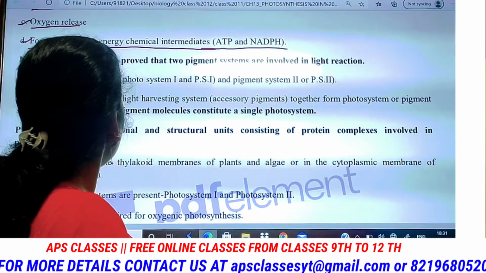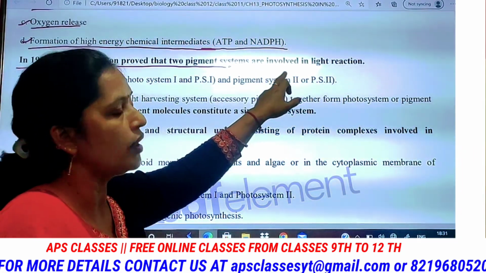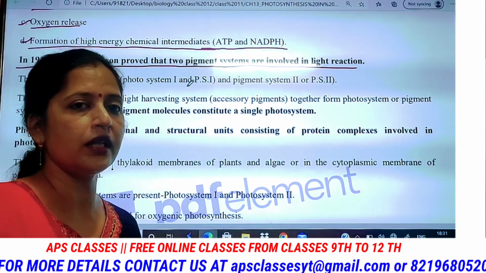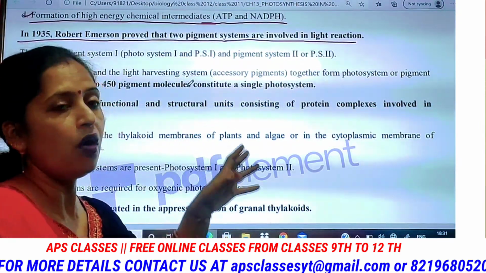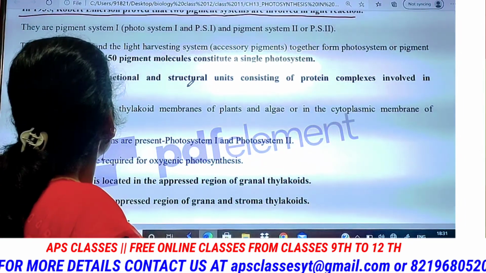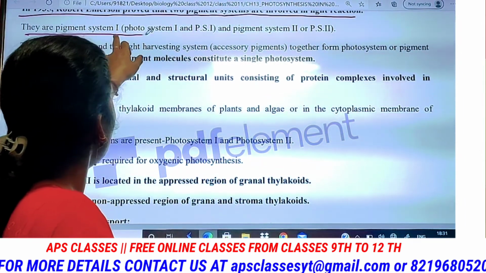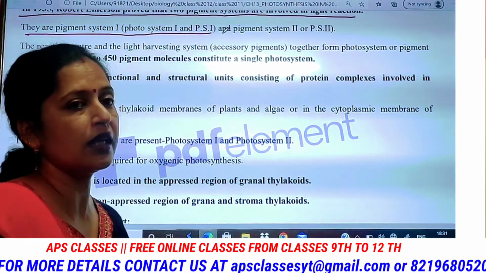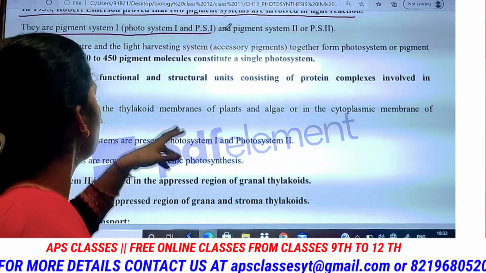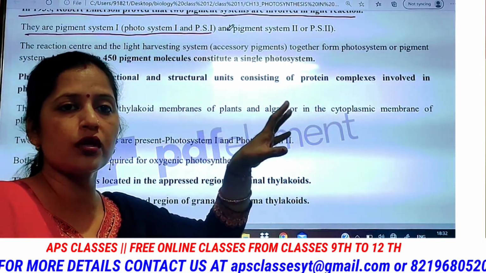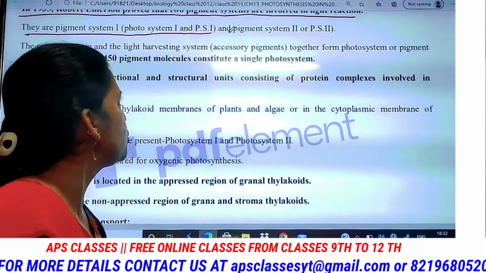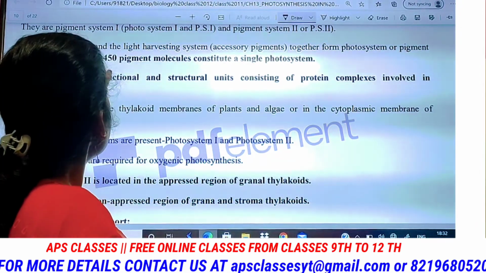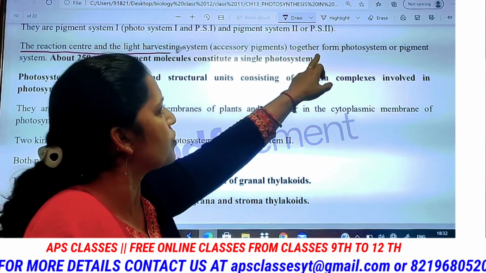In 1935, Robert Emerson proved that two pigment systems are involved in the light reaction. तो जो Robert Emerson थे, उन्होंने प्रूव कर दिया कि ये जो दो pigments हैं, these are involved in the process of the light reaction. So the reaction center, they are pigment system 1, that is photosystem 1, and pigment system 2, that is PS2. तो उन्होंने जो सिस्टम कहा कि that are necessary for the process of the light reaction, वो कौन कौन से थे? एक था pigment system 1 और दूसरा जो था pigment system 2, या PS1 and PS2. The reaction center and the light harvesting system together form a photosystem or the pigment system.